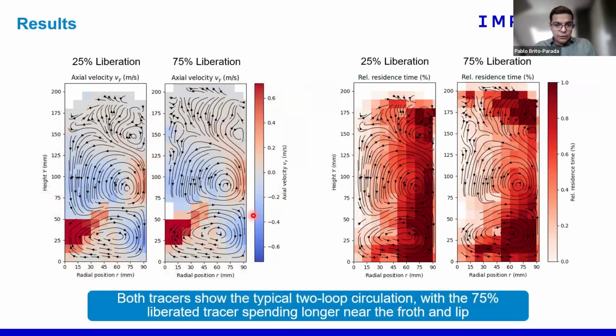And this was really interesting to see because in terms of the overall streamlines and velocities and occupancy, streamlines in particular, we can see that there is not a gigantic change, at least not here. Both of them show those typical loops that we would expect. But with the 75% liberated tracer, what we found is that it spends longer near the froth and the lip as well, which you can see here.